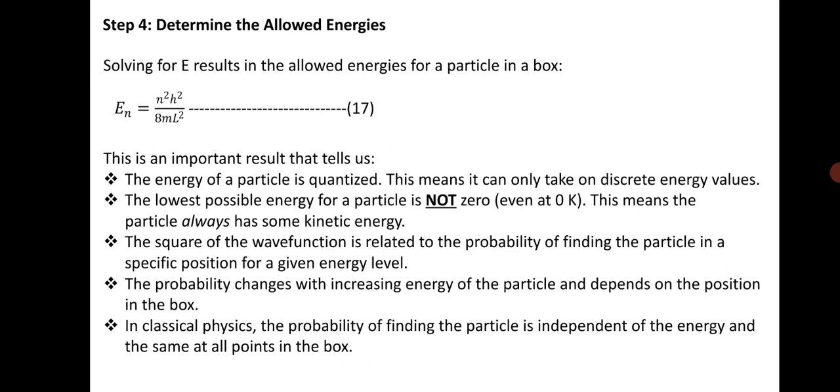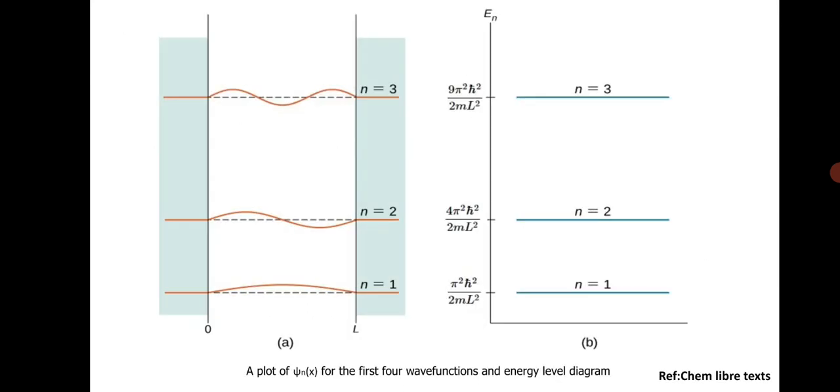Now, the square of the wave function is related to the probability of finding the particle in a specific position for a given energy level. The probability changes with increasing the energy of the particle and depends on the position in the box. And the last thing is, in classical physics, the probability of finding the particle is independent of energy and the same for all points in the box.